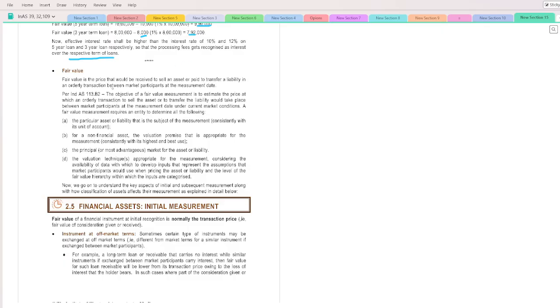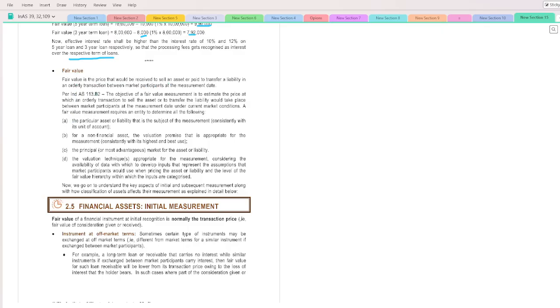Okay, fair value. So now they are telling you in a quick way. So this we will be covering in Ind AS 13, Ind AS 113 in detail. But yeah, this is a quick snapshot of what fair value is. So it is taken from Ind AS 113. So fair value is the price that would be received.